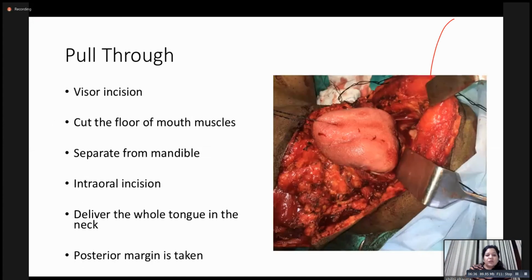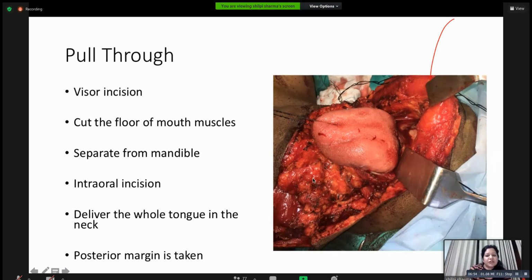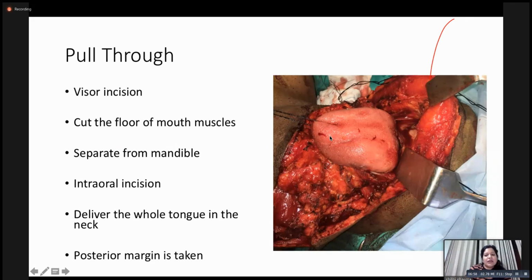What we do in pull-through, we give a skin incision in the neck, we cut the muscles of the floor of mouth, we give an intraoral incision and deliver the tongue after separating the muscles of the tongue from the mandible. So, like we can see here, the whole of the tongue is delivered in the neck, and then we can palpate nicely and we can take our cuts, and especially the posterior cut.